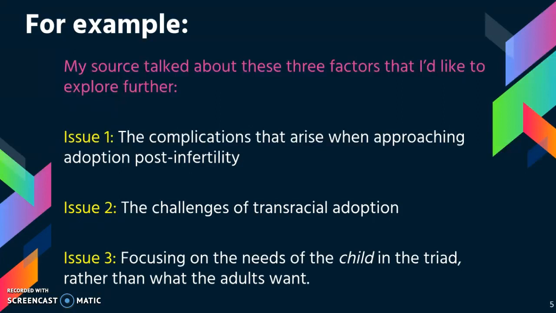The third issue that I would look for is he talked a little bit about focusing on the needs of the child in the triad. That's what they call the grouping of the birth parent, the adoptive parents, and the child. The adults are the ones going into this agreement, the adults are the ones making these decisions, but it's really not about them. So it's making sure that the process stays focused on what's in the best interest of the child. I thought that was an interesting philosophical aspect of it. So those are my 3 factors that I would consider.